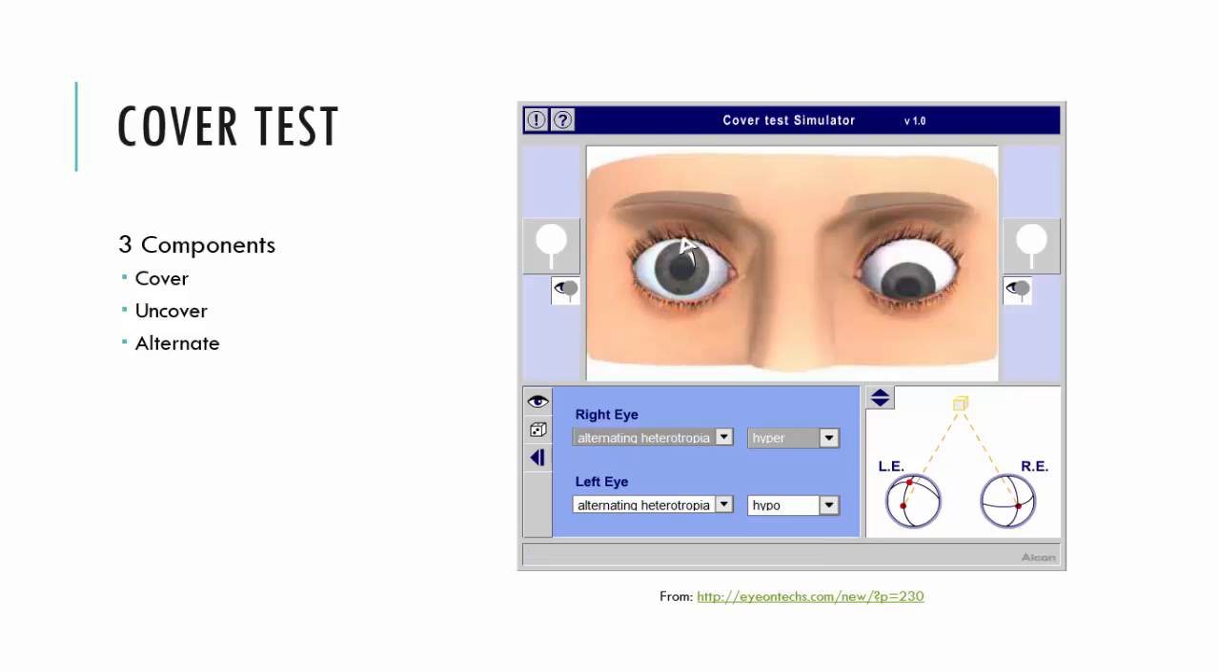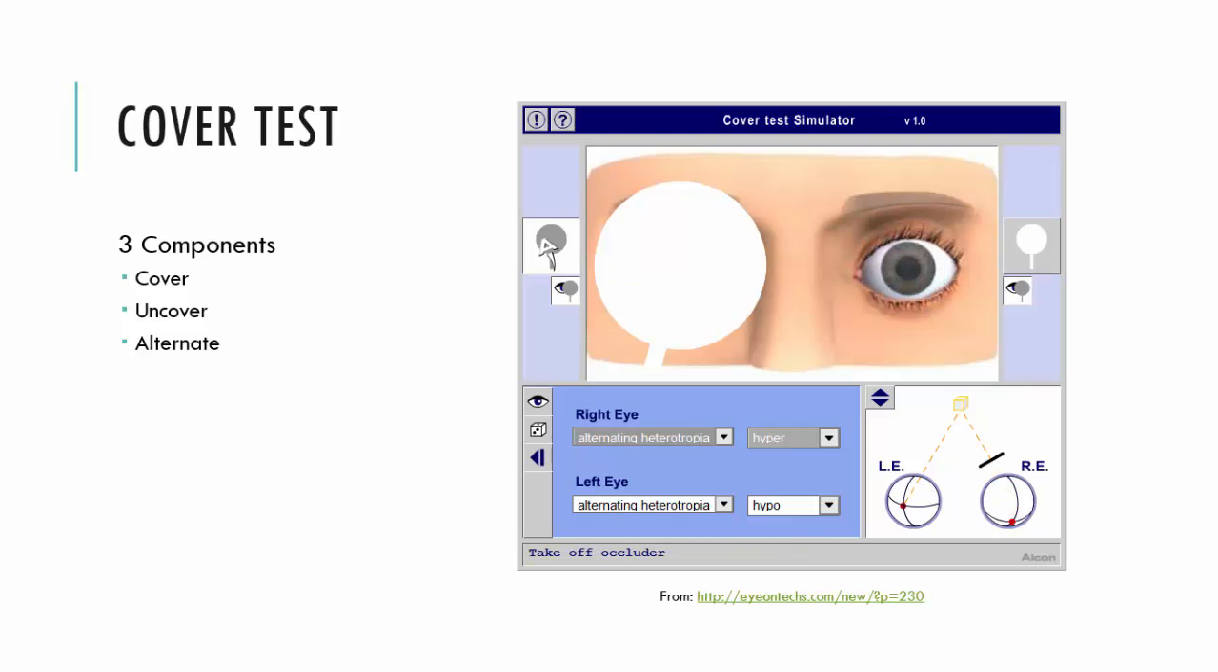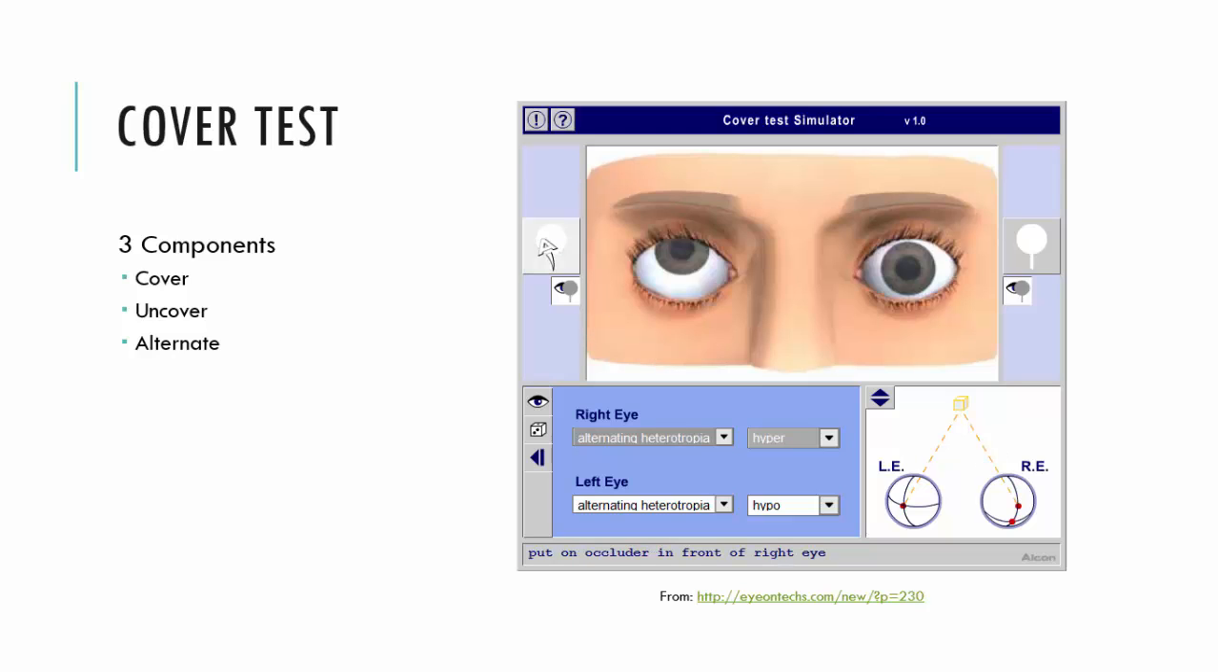When I cover this eye and the left eye takes up fixation, I have a right hypertropia, but I still have a right on left. The right eye remains being higher than the left eye. So that's what remains consistent in vertical deviations.